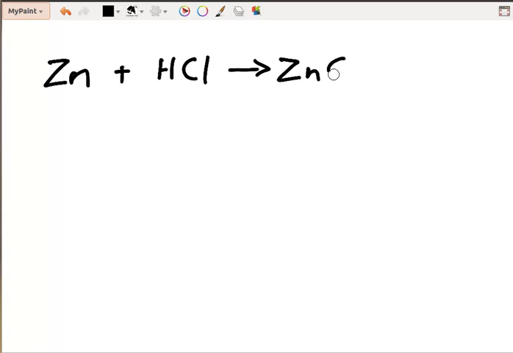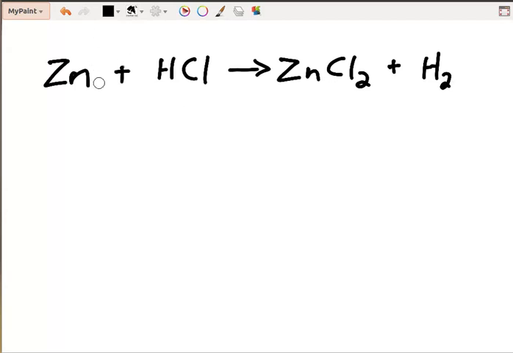Okay, so let's look at some examples of how you can balance chemical equations. Let's start with a pretty simple example. Here we're going to look at zinc, which is a metal, react it with an acid, hydrochloric acid, HCl is the symbol for that, hydrogen and chlorine, and that gives zinc chloride and it gives off a gas, hydrogen gas, H2.